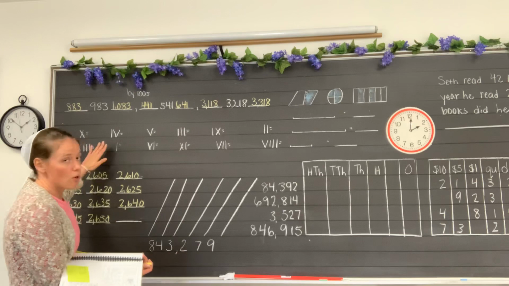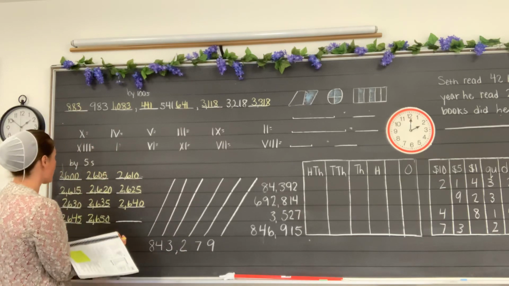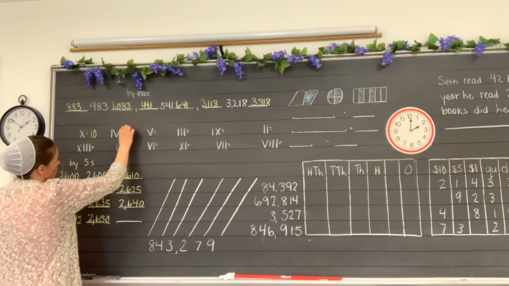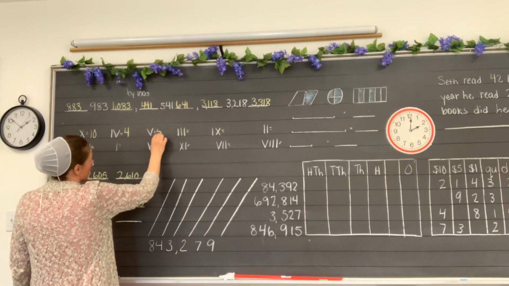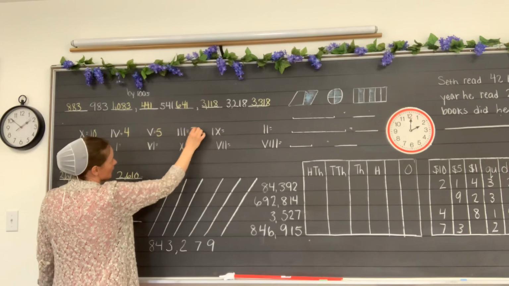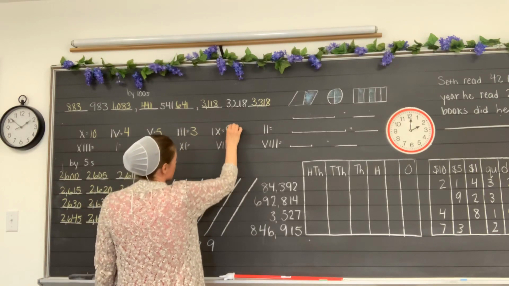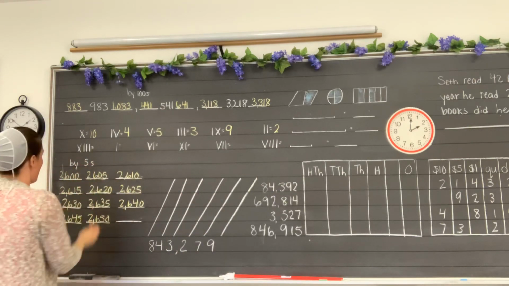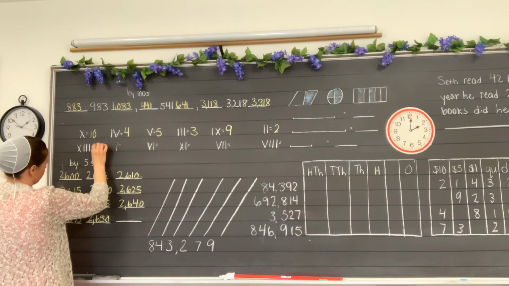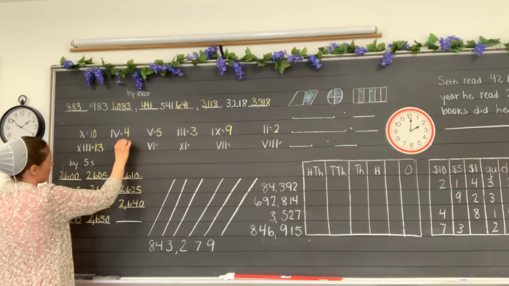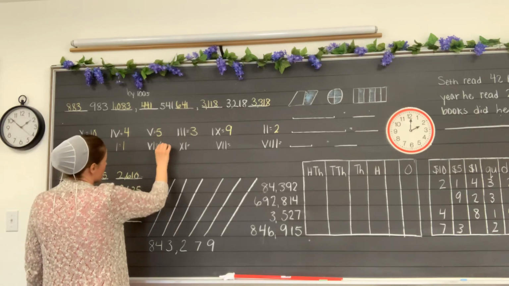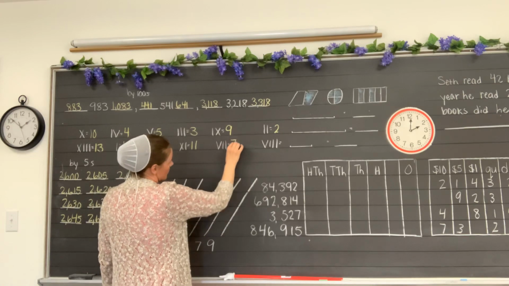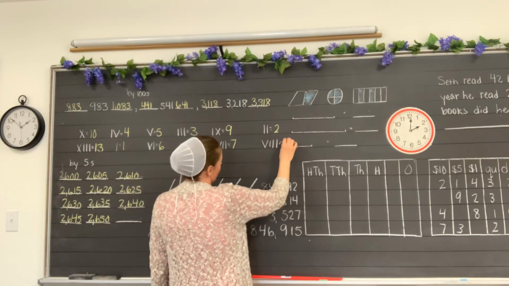Okay, let's review the Roman numerals again. And so X means 10, IV means 4, V means 5, I means 3, IX is 9, II is 2, XIII is 13, I is 1, VI is 6, XI is 11, VII is 7, VIII is 8.